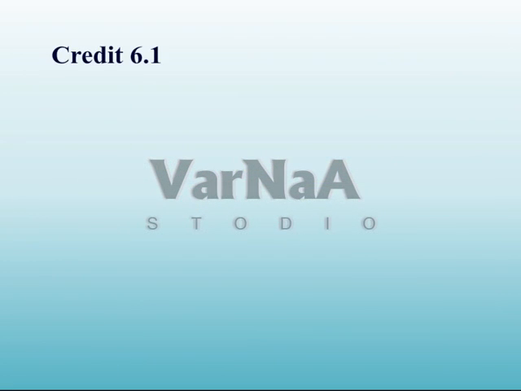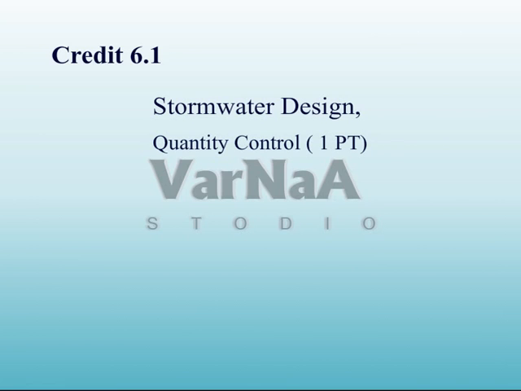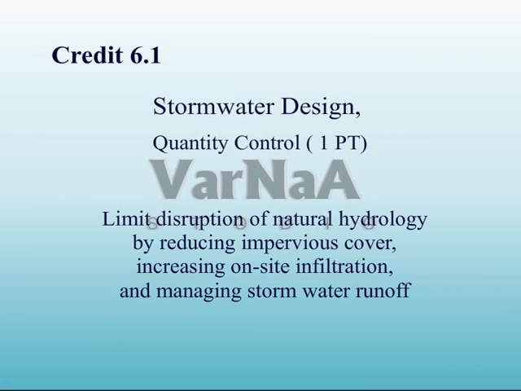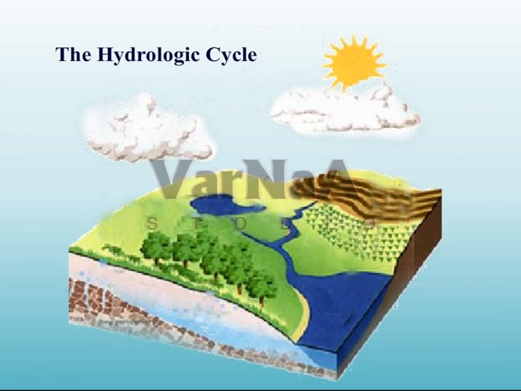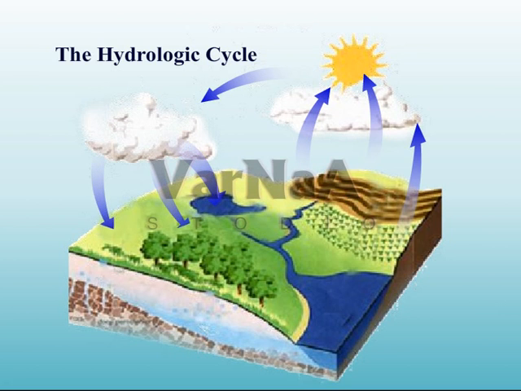Credit 6.1 is about stormwater design, with a focus on quantity control. The overall purpose of the credit is to limit disruption of natural water hydrology by reducing impervious cover, increasing on-site infiltration, and managing stormwater runoff. Ideally, natural water hydrology looks like the following image. When it rains, the water is either absorbed through land and soil, evaporates back into the atmosphere, or is received by a lake, stream, or other body of water.